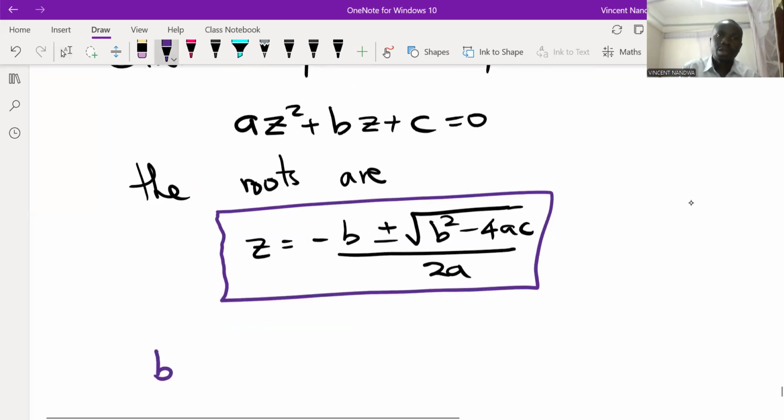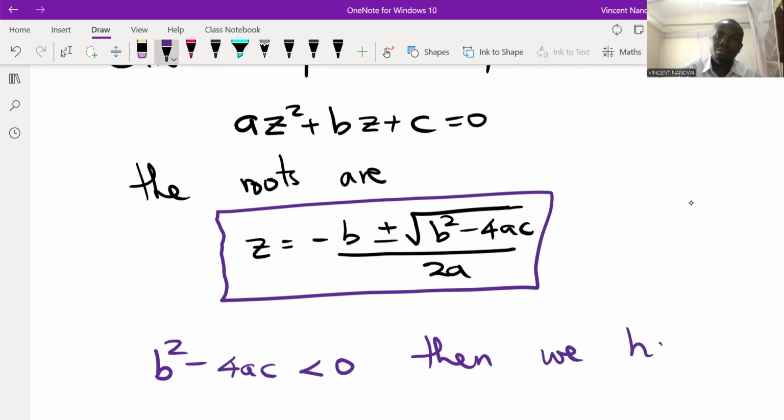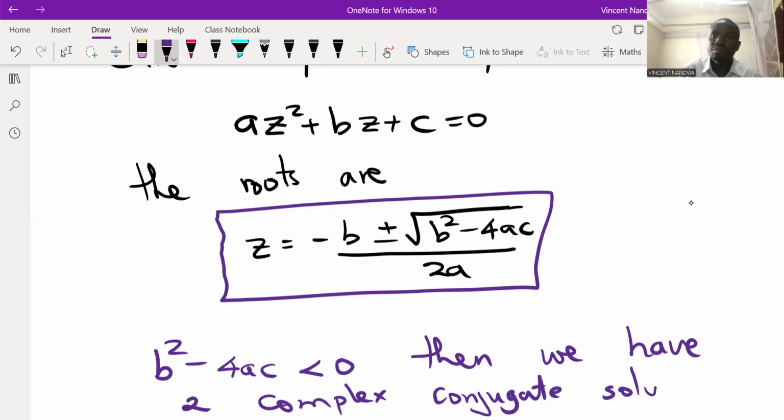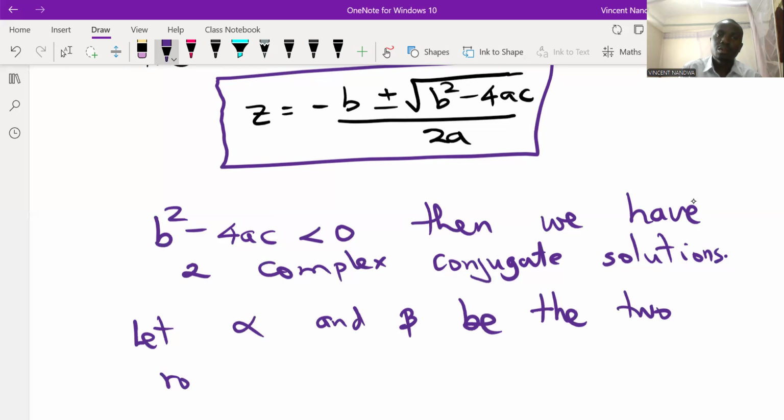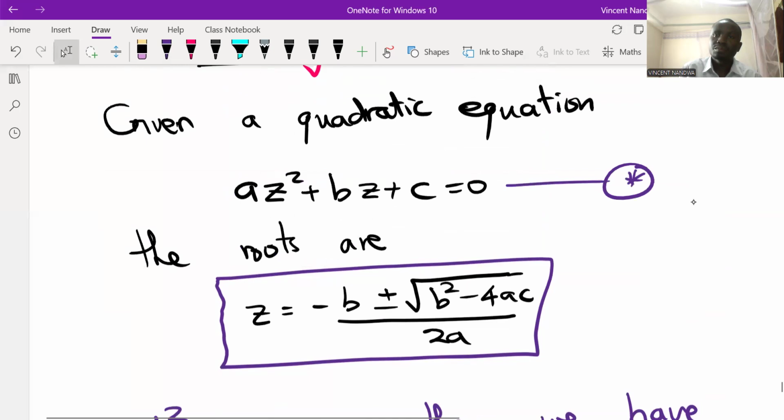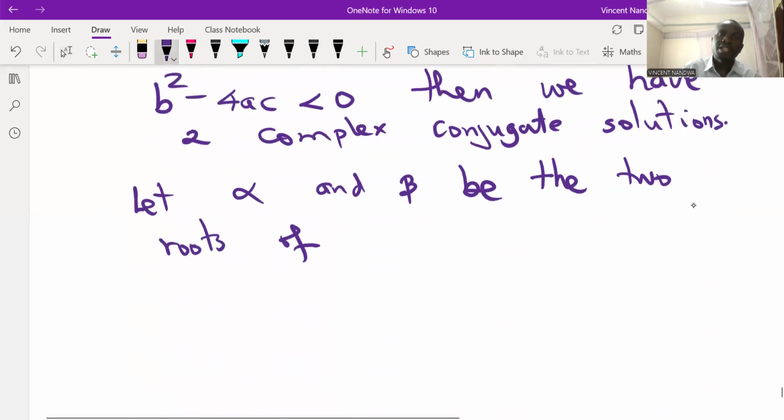So b squared minus 4ac, if this quantity is negative, then we have two complex conjugate solutions. So let alpha and beta be the two roots. Let me call this equation star. Let alpha and beta be the two roots of star.